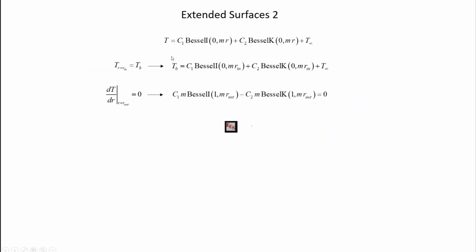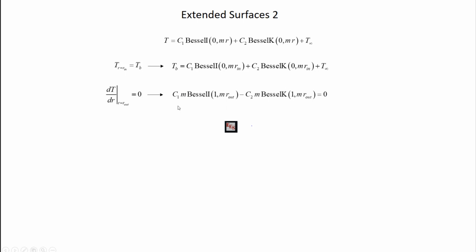So if we go back to here, yeah, I just turned Bessel I0 into Bessel I1, and of course you have to take the derivative of what's inside of here, so the m comes out. And I turned Bessel K0 into Bessel K1. Again, the m comes out, and that one switches signs. So here's my second algebraic equation that I use for C1 and C2.